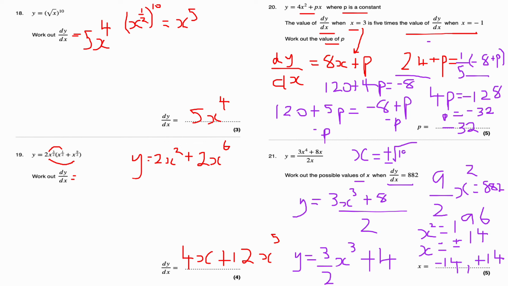And then just obviously be very clear, guys. So I'm rearranging this equation to make x the subject. I divided both sides by 9/2. Dividing by 9 over 2 is the same as multiplying by 2/9. So I multiplied 882 by 2/9. So I did 882 divided by 9 times by 2, and I got 196. And then I've taken the square root of both sides to isolate and get x by itself.